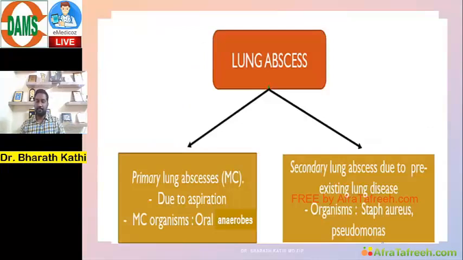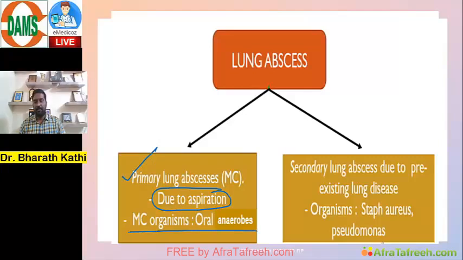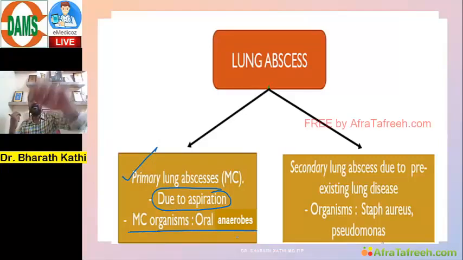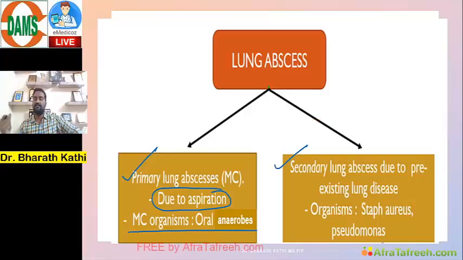So lung abscess, if it is due to aspiration, is called a primary lung abscess. The most common organisms will be those residing in the oral cavity, oral anaerobes. So treatment is clindamycin. Secondary lung abscess is due to some pre-existing lung disease getting complicated. Organisms such as Staph aureus, Pseudomonas, and according to the organism you can give treatment.